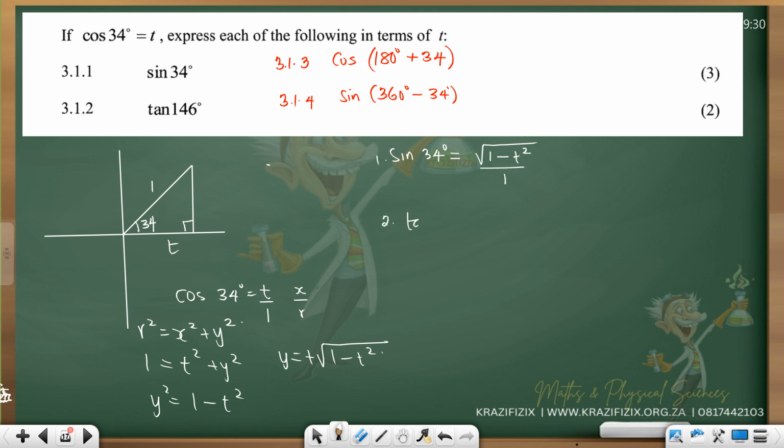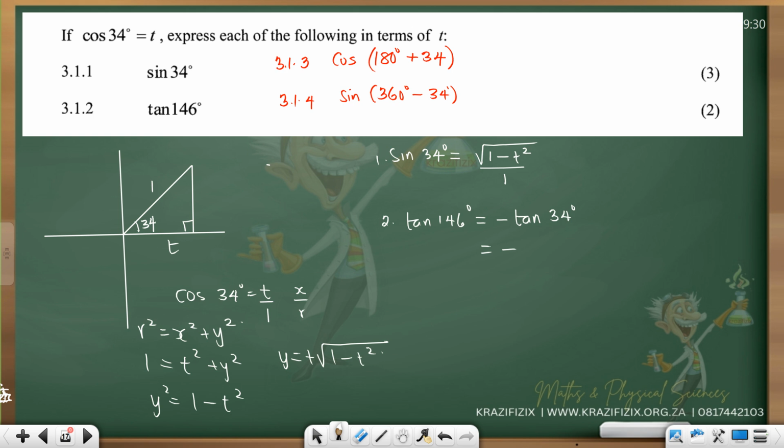Number 2, were you able to reduce tan 146? What did it give you? Negative tan 34. And what is tan 34? Yes? So how do you know which quadrants are positive for which sides? Is it like the CAST diagram? Yeah, it's your CAST diagram. We're not changing it. Yes, it's not changing.